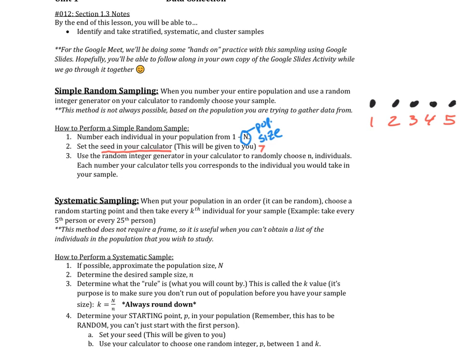Then we're going to do a simple random sample using our random integer generator. We hit Math again, go over to PRB, and select option 5 now, randInt. The numbers that go in the parentheses are always 1, comma, and then however big your population is. In this case, we numbered 5 dots, so it'd be 1, comma, 5. Depending on your sample size, let's say our sample size was 2, that means we would want 2 of these dots in our sample, so we would hit Enter twice. And so we would take the second dot and the 5th dot as part of our sample.